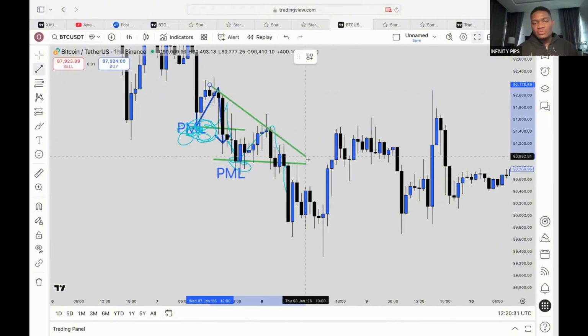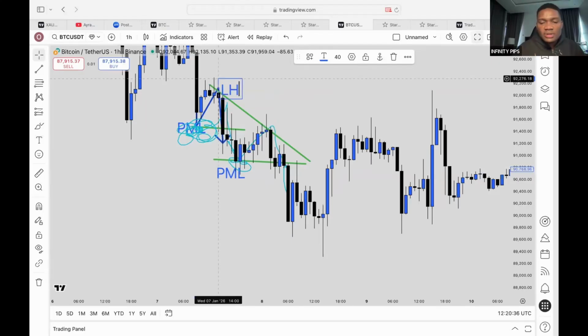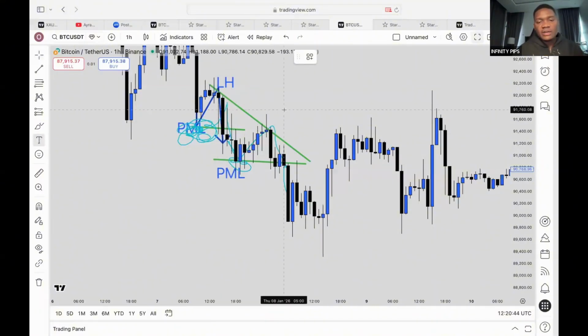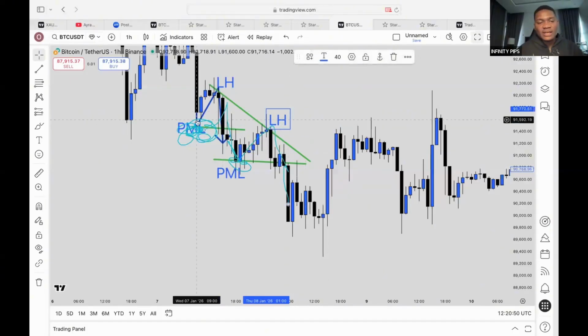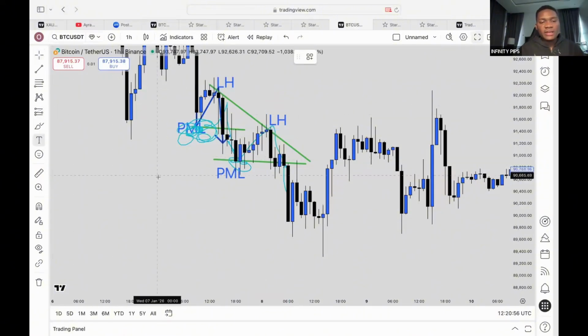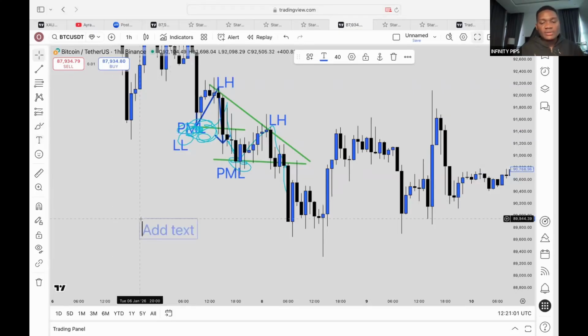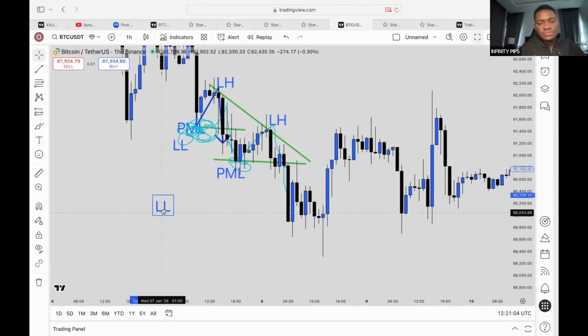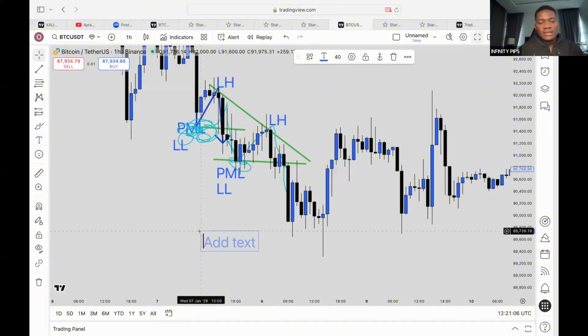This is a lower low. If you also want to map out the highs, you can see a lower high here, LH. For a downtrend, you can see a lower high here, another lower high here, right? And then you can see lower lows over here, LL, right? You can see LL here, another LL here, and another LL even here.